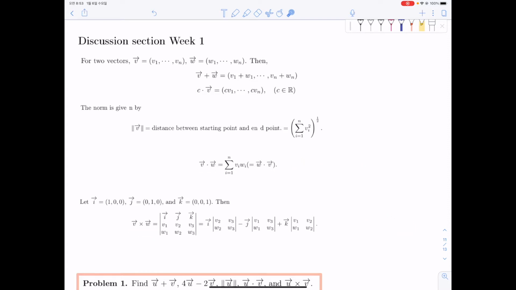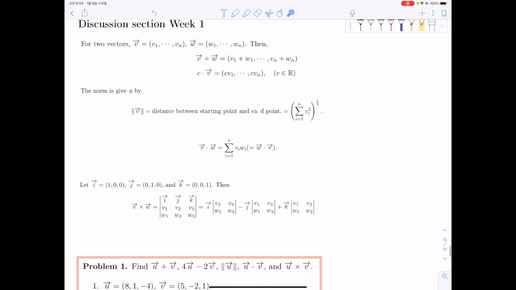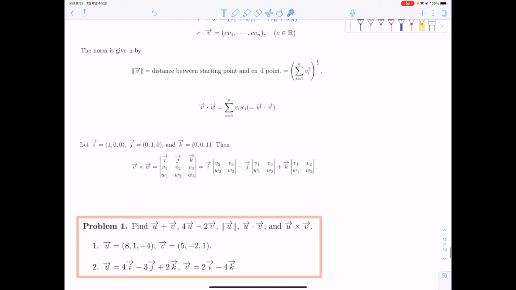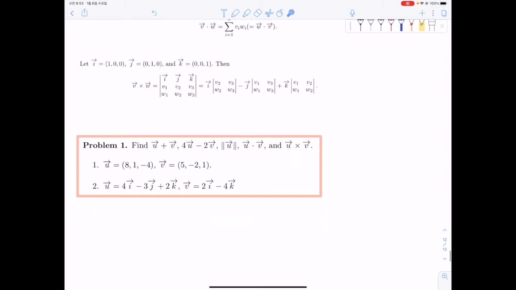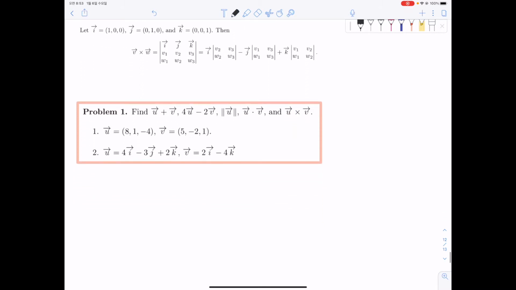So we want to solve this problem. If u and v are given like this, we want to find u plus v, 4 times u minus 2 times v, the norm of u, and the dot product and cross product. So let's start together.